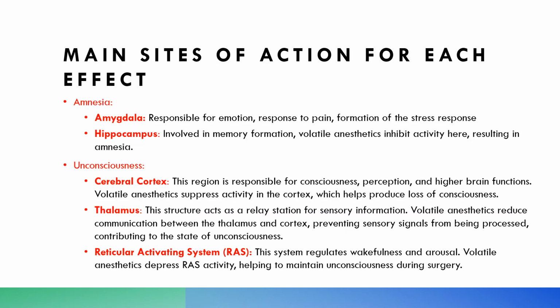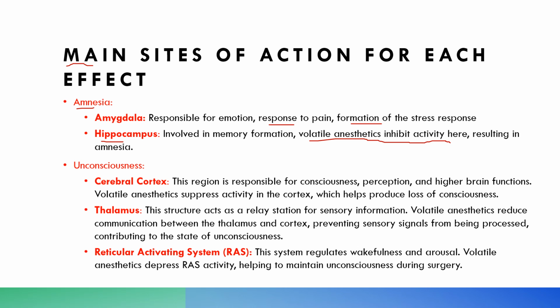All right, so each one of these reactions or clinical effects of inhaled anesthetics has an area in the brain or spinal cord that elicits this response. Right? It's important that we understand where these responses are controlled in our brain and spinal cord. Okay, so amnesia is going to come from the amygdala and the hippocampus. Okay, and the amygdala is responsible for emotion, responses to pain, and the formation of the stress response. Hippocampus is involved in memory function, and volatile anesthetics inhibit the activity in the hippocampus.